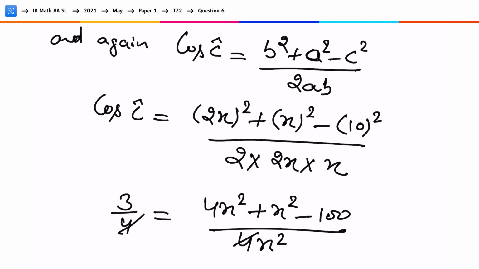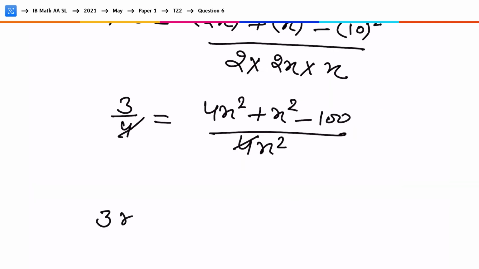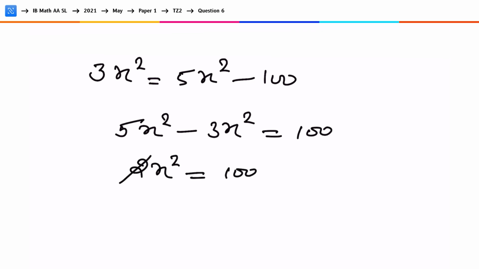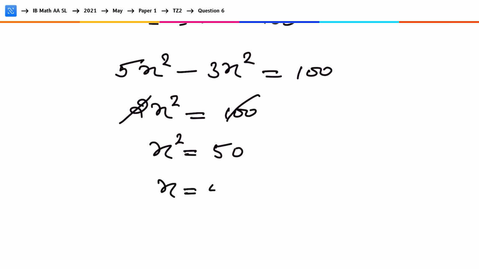Cross-multiplying and simplifying, 3x squared is equal to 5x squared minus 100. 5x squared minus 3x squared is equal to 100. 2x squared is equal to 100. X squared is equal to 50. Taking the square root on both sides, x is equal to 5 times the square root of 2.